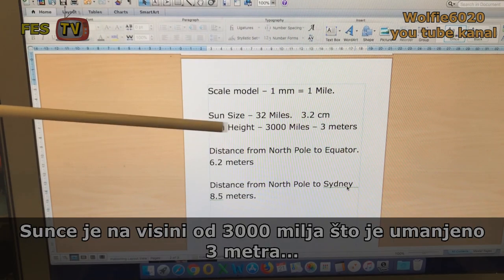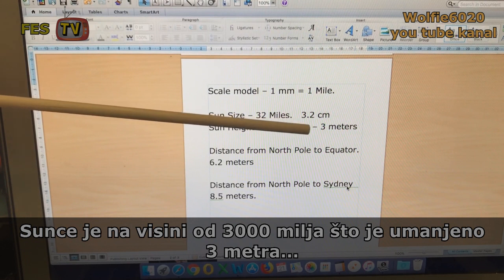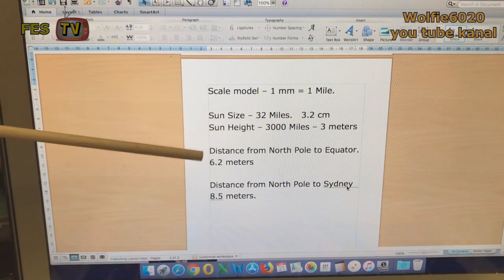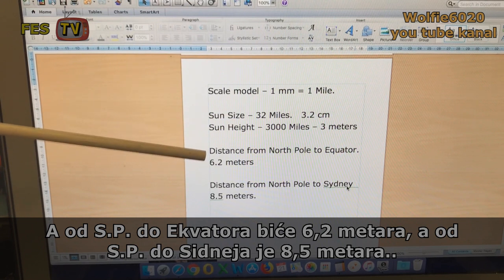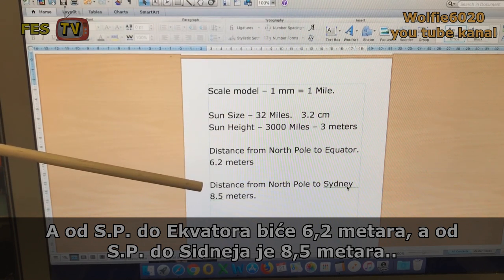The sun height is 3,000 miles. That will be 3 meters on this model. The distance from the North Pole to the equator will be 6.2 meters, and the distance from the North Pole to Sydney will be 8.5 meters.